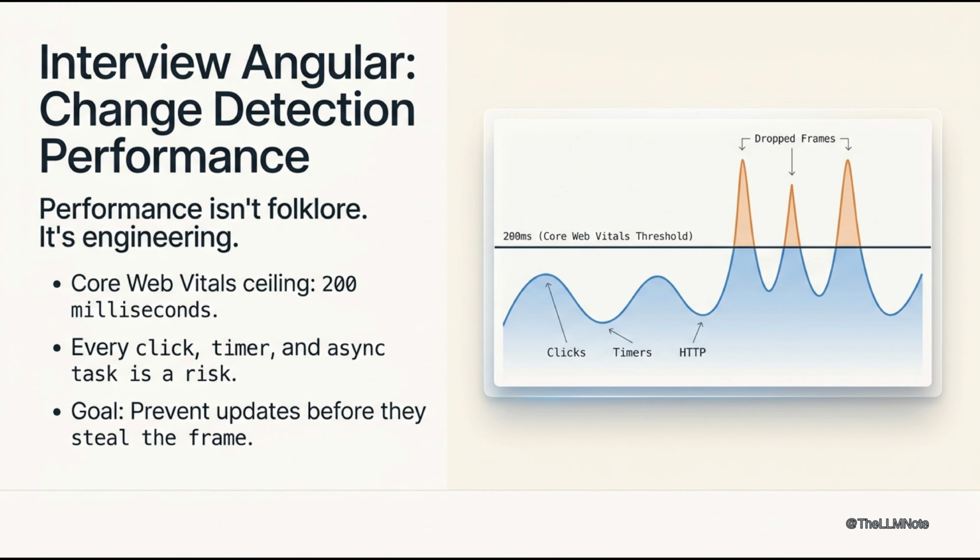Every click, timer, or HTTP response can trigger rendering work. Modern users judge that work very harshly. Core Web Vitals sets 200 milliseconds as the limit for good responsiveness. Interview answers must explain how Angular updates, more specifically, how to prevent unnecessary updates before they steal the frame.